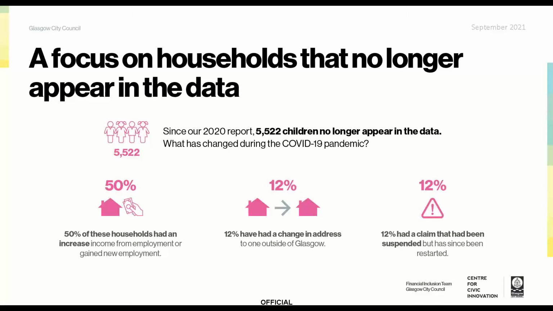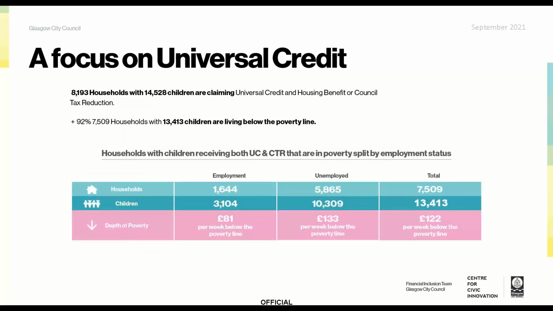If we can move on to the next slide, which is about universal credit. Now, unfortunately, the pandemic has seen a huge, dramatic increase in families claiming universal credit. There are 14,579 children in households that are now receiving both universal credit and council tax reduction. 92% of them are living in relative poverty and below the poverty threshold. And that's with the UC top up, because we included that in the income thresholds when we were going through it as well.